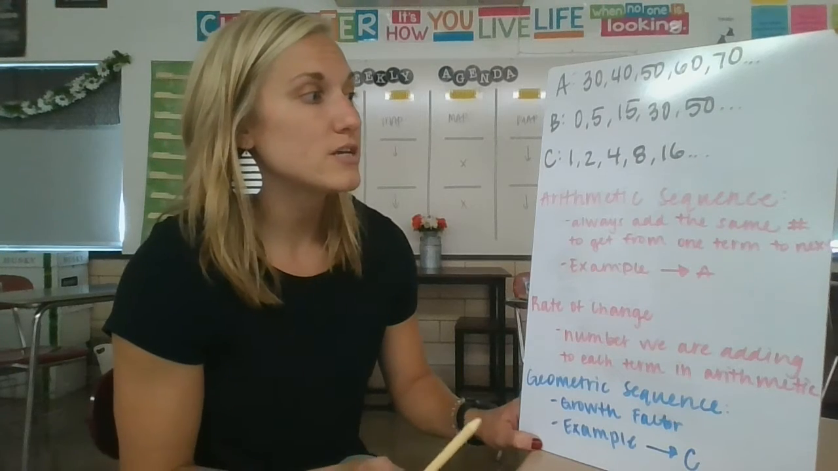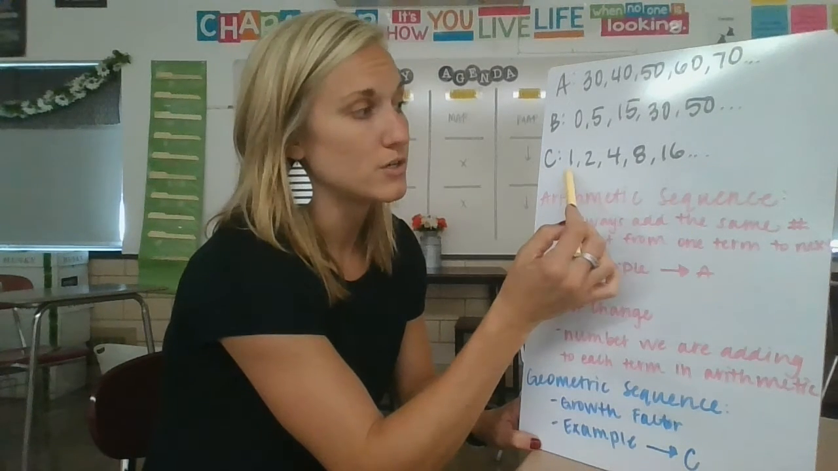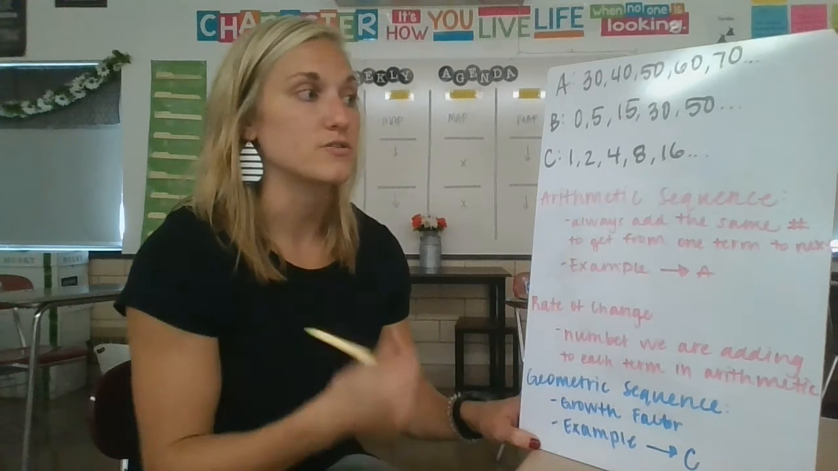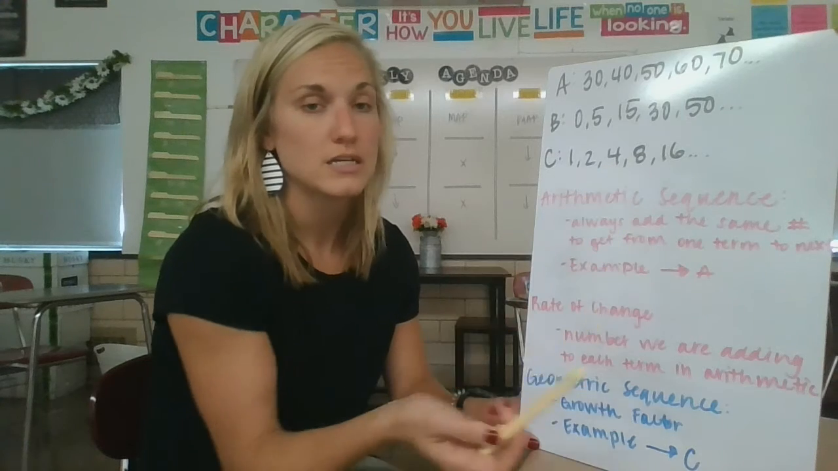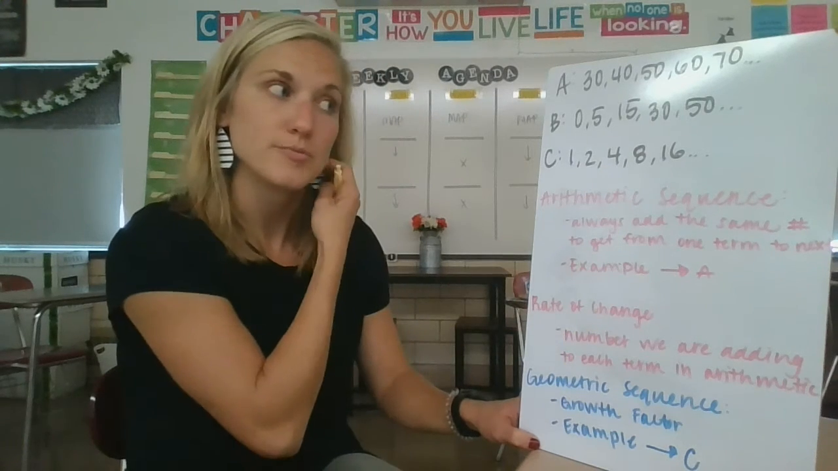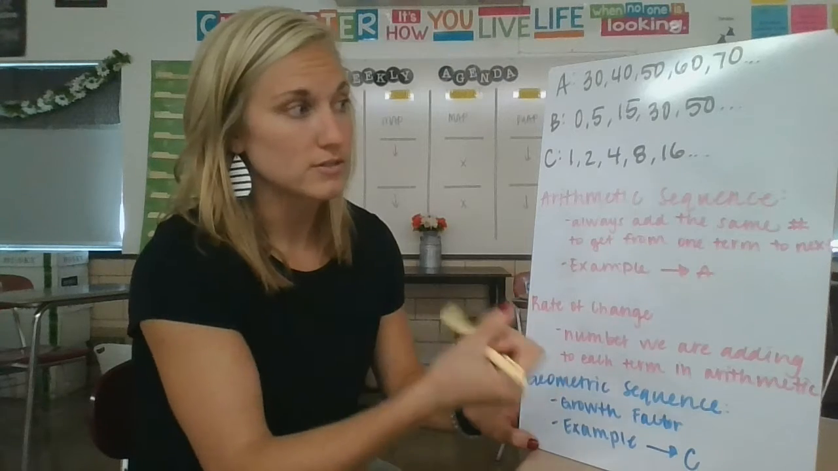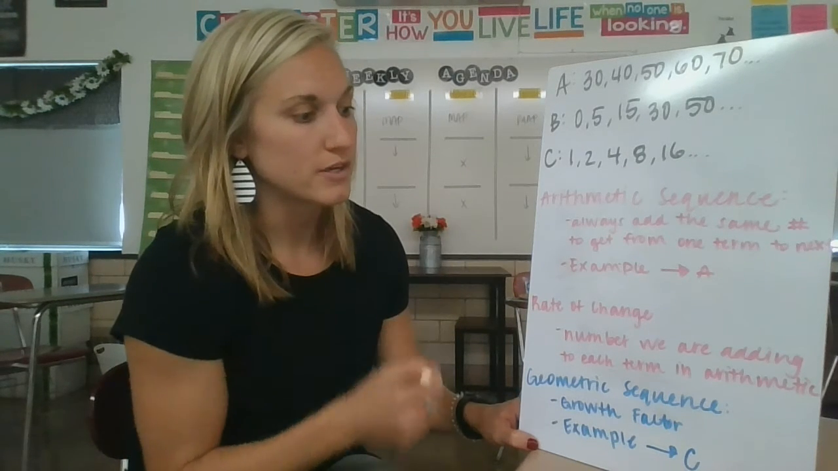And then for C, 1, 2, 4, 8, 16, what you would have eventually noticed is that you were just always doubling the previous term. So I doubled 1 to get 2, doubled 2 to get 4, doubled 4 to get 8, and so forth. So again, it would be easy to continue that pattern and that sequence. So just breaking down a few things from this.